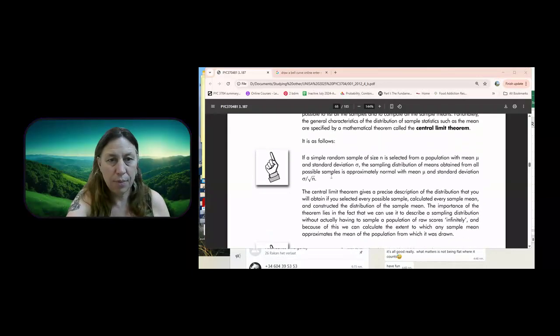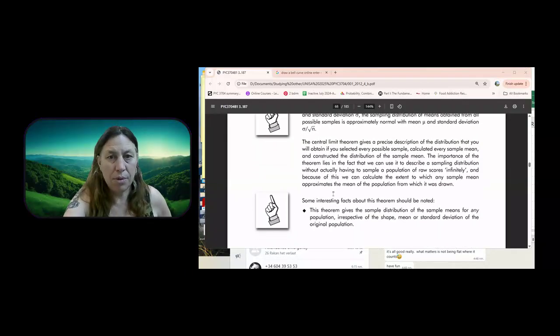The central limit theorem is as follows. If a simple random sample of size n is selected from a population with mean and standard deviation, the sampling distribution of means obtained from all possible samples is approximately normal, with a mean average and standard deviation of sigma over the square root of n. If you've got one sample, the square root of n is going to be 1, okay? And your error rate is going to just be sigma.